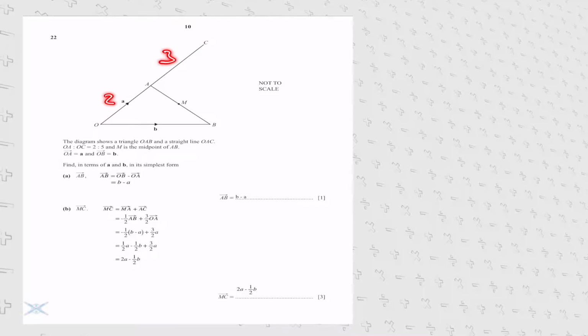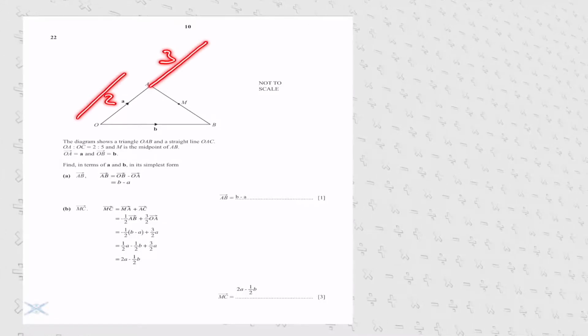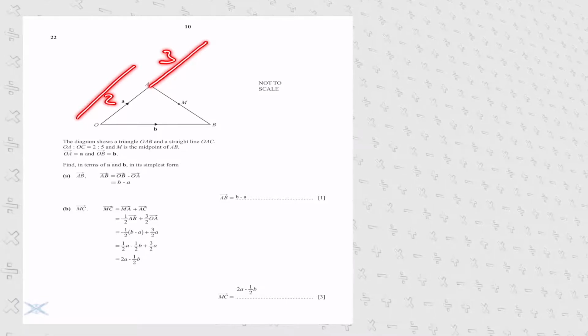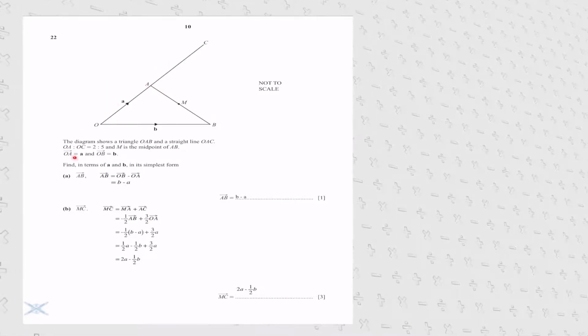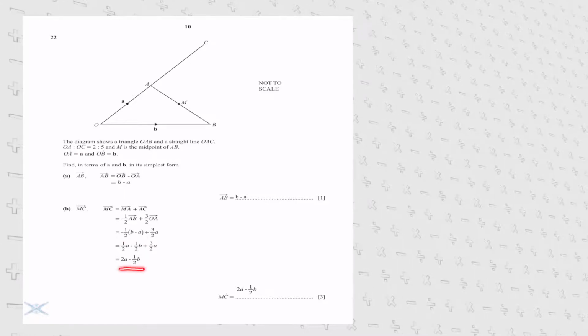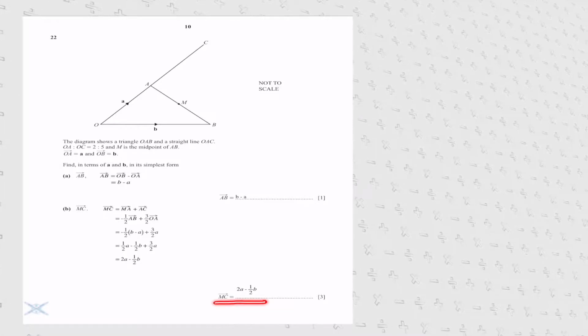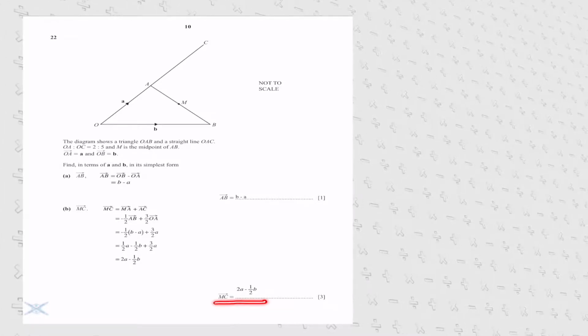From there, we consequentially know that the distance from A to C equals 3/2 times the distance from O to A. Furthermore, vector OA can be substituted by A. From there, we expand this expression and simplify it to derive our conclusion, which is that the vector MC can be represented by the expression 2A minus 1/2B.